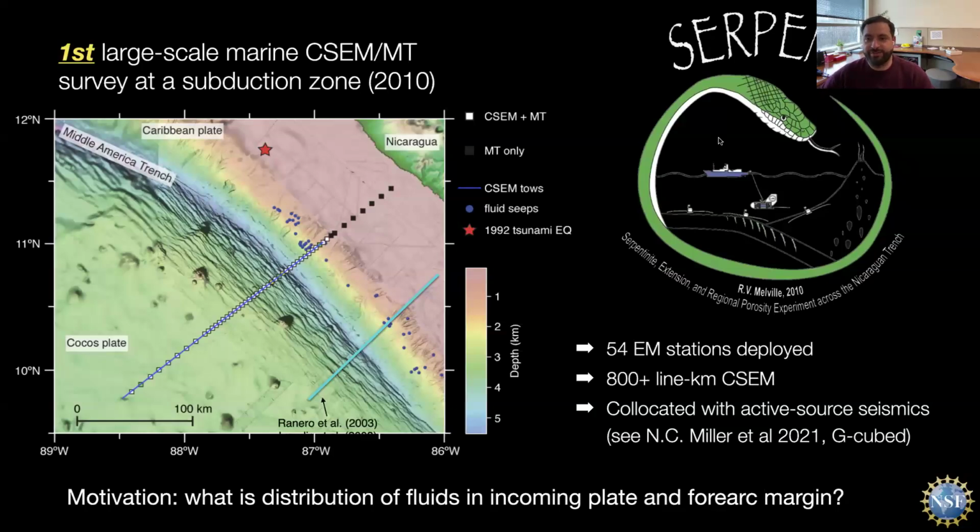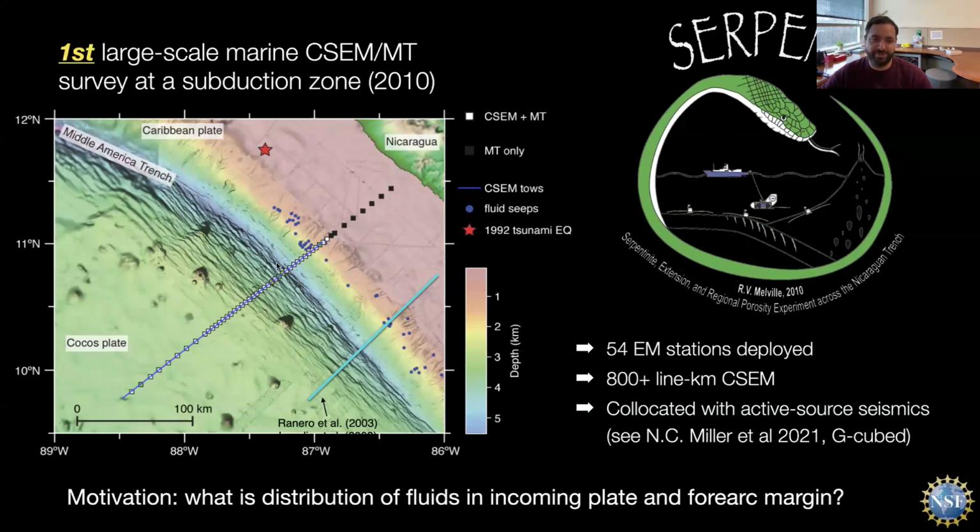I'll be pretty brief about this one because this result has been out for a while, but it does highlight one end member of what the structure can look like at a subduction margin. So this was the SERPENT project. And so we deployed a profile of receivers almost 300 kilometers long. Two-thirds of that also collected CSEM data with a deep tow transmitter, shown by these white receivers and the blue lines. And the motivation for this project really was to just try to understand what is the distribution of fluids, both in the incoming plate and in the forearc margin.